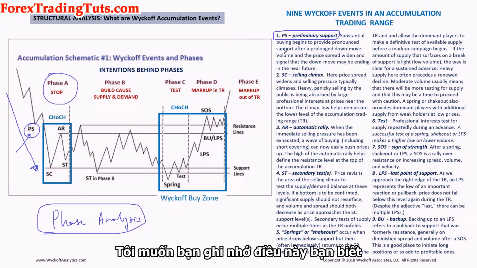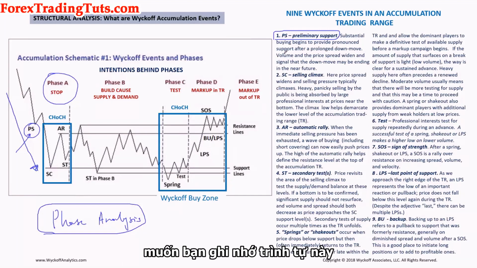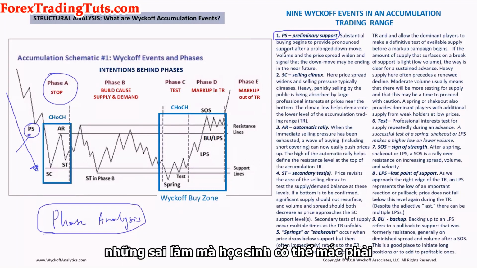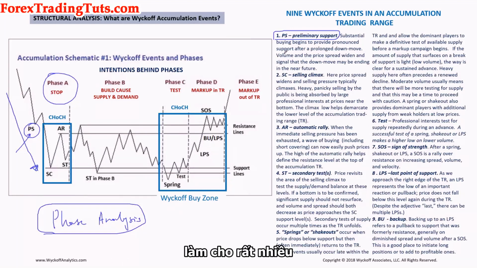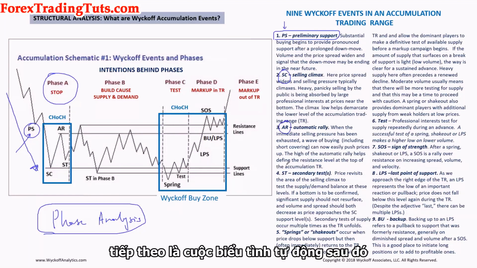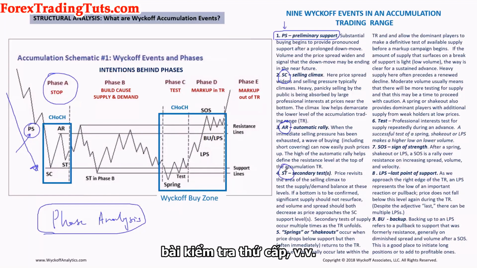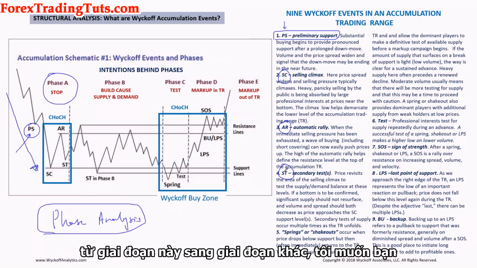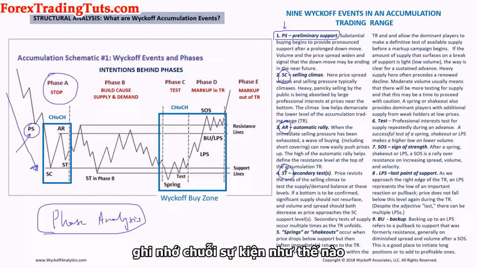I want you to memorize this, the majority of it at least. I want you to memorize this sequence of events that are going to come in the trading range. This is one of the mistakes that students make a lot. So I want you to understand that first is going to be preliminary support. That's going to be followed by the selling climax, followed by the automatic rally, then secondary test, and so on and so forth, from one phase to another. I want you to remember this sequence of events, how a trading range unfolds.